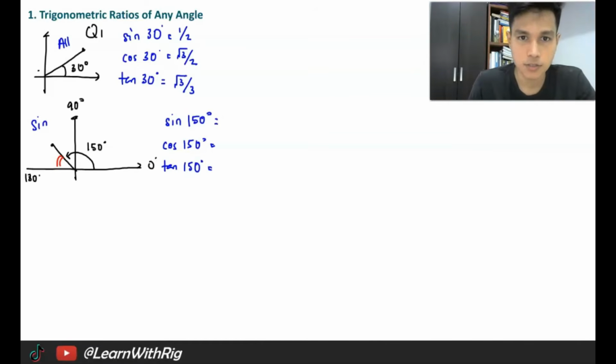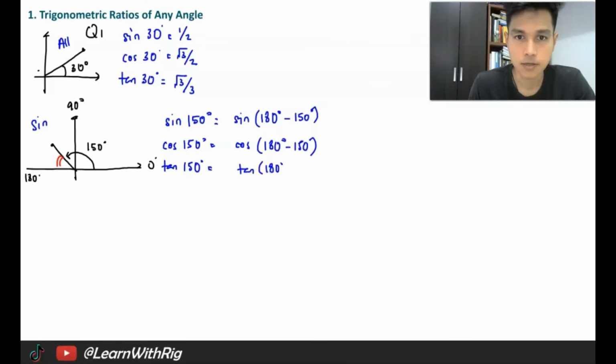So it's actually the same as sine 180 minus 150. Okay, sine 180 minus 150. Same thing for the rest: cos 180 minus 150, and tangent 180 minus 150.